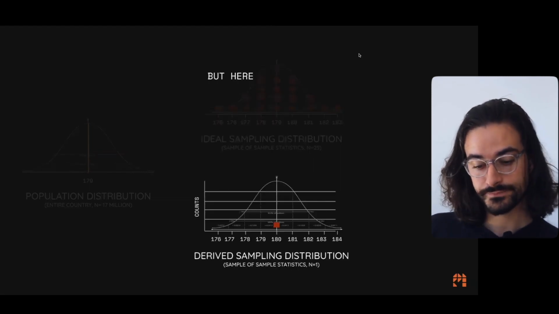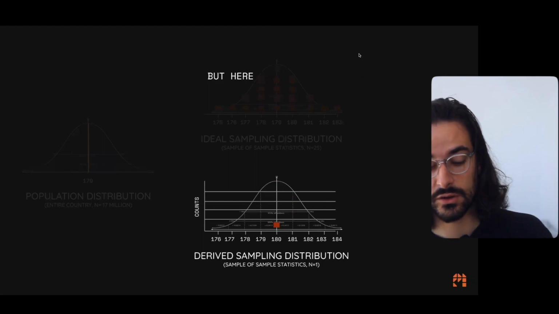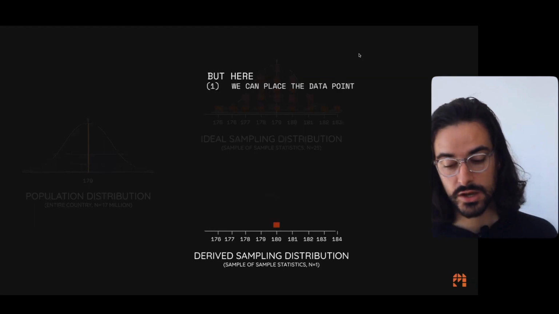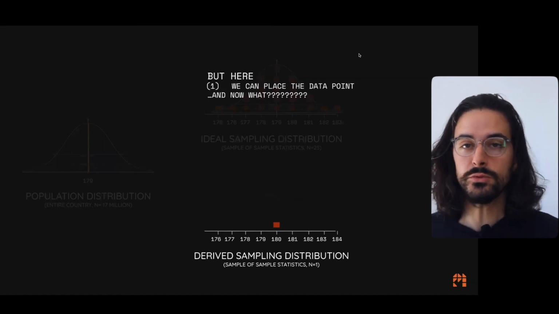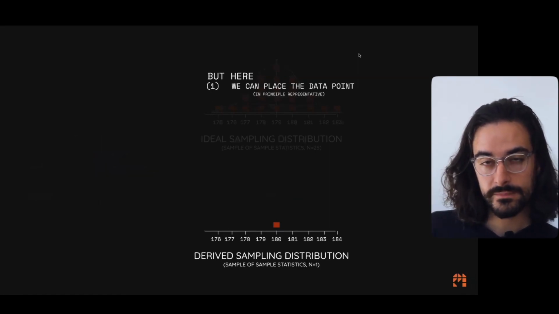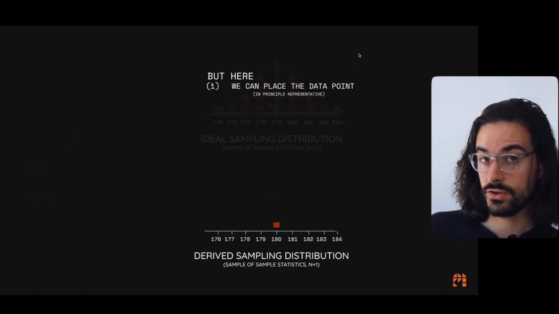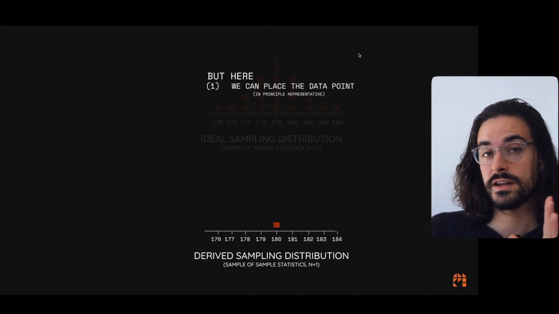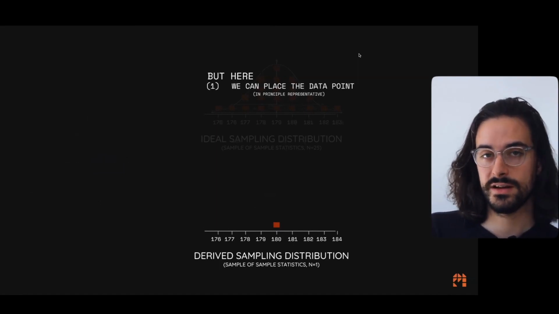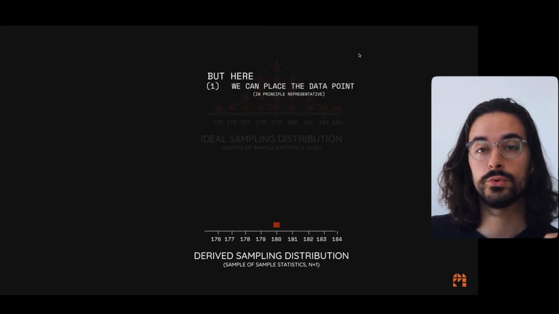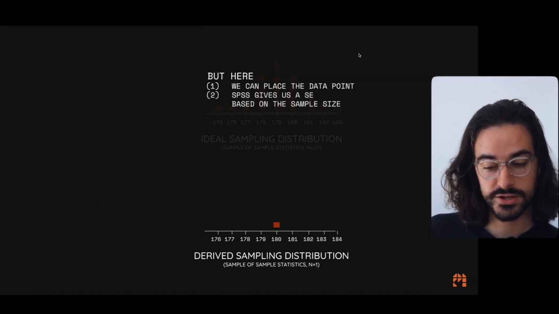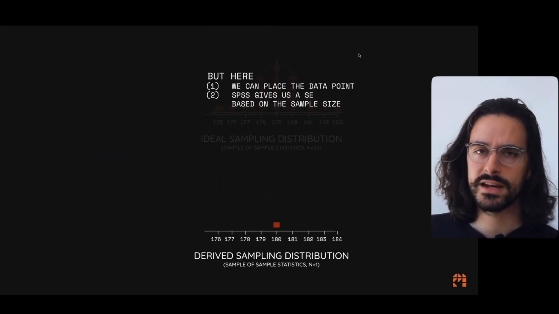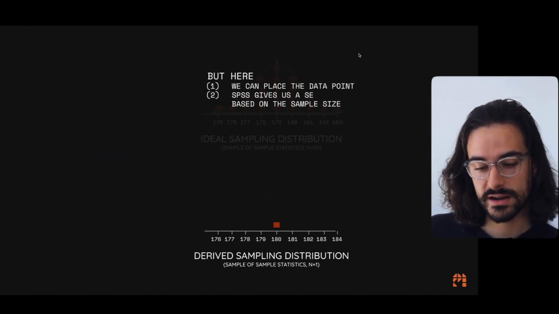And we're happy. But here, on a derived sampling distribution, what we did is we placed the data point. And now what? What do we do? Well, okay, here's the thing that they're using. In the book, they're saying that this data point is in principle representative of the population. So we call it in principle representative. In principle, this data point is representative of the population. 180, 179, which is the population value, it's pretty representative, right?